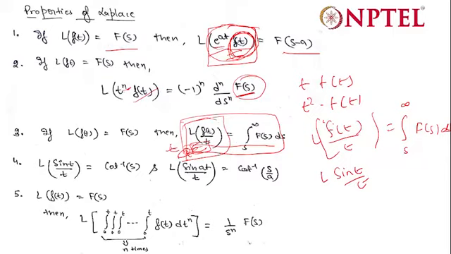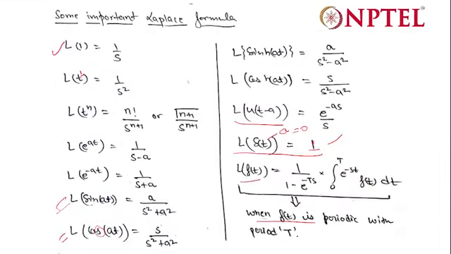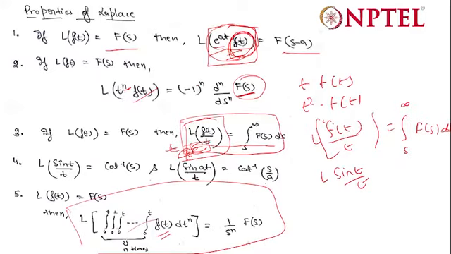Suppose one last property is there. Suppose there is some function in this form, and they are asking you to get the Laplace transform of this form. This way also you can get the transform. How do we use this property? Suppose some function is given, and you don't know the Laplace transform of this function, but you know the Laplace transform of the integration of that function. So you can use this property. You can write that function as the integral of another function, and you can directly use this property to get the Laplace transform.